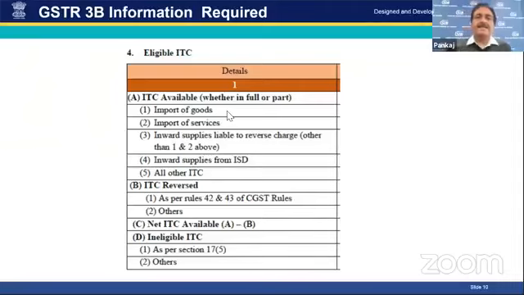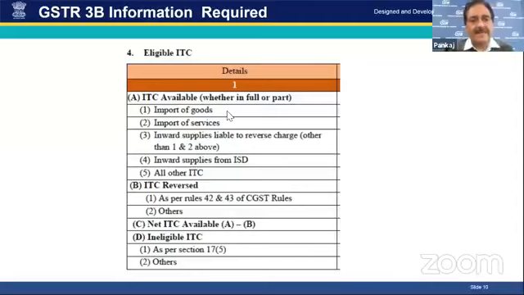And in the other part, the taxpayer is to enter what amount of input tax credit is available. In case the input tax credit is not available in full and is available only in part, the taxpayer is to declare those details while filling up the section pertaining to eligible ITC.